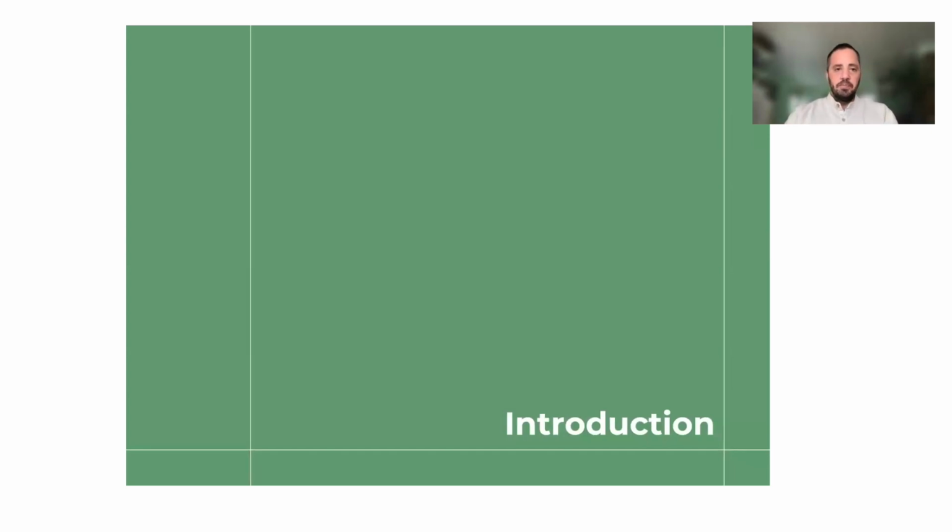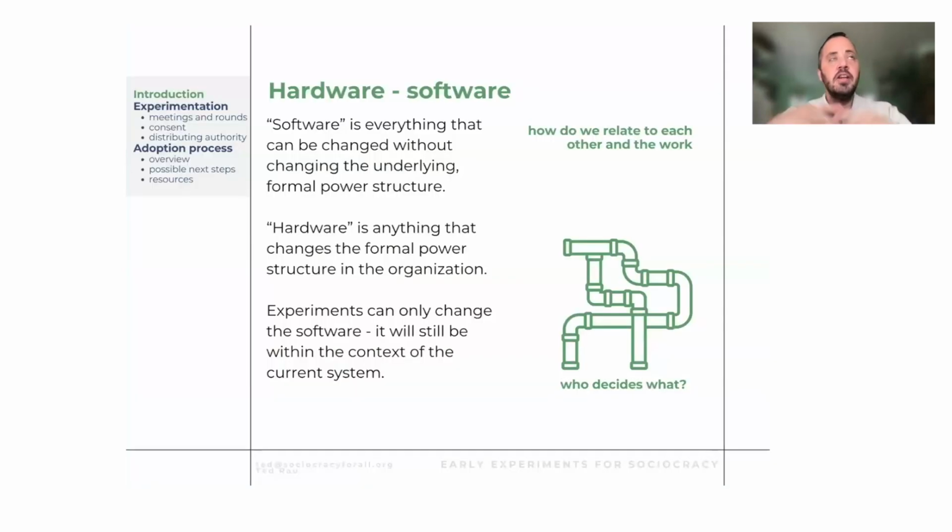So, introduction. There's a comparison that I use quite a bit to explain to people, because there's something very particular about governance methods, different from almost anything else that you can introduce in an organization. So a word that I use is there's software, there's hardware. Software is anything that can be changed without changing the underlying structure.